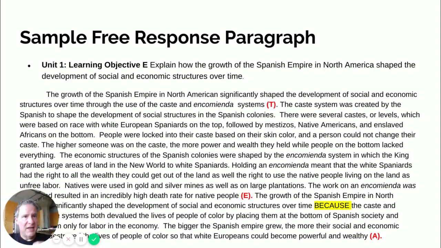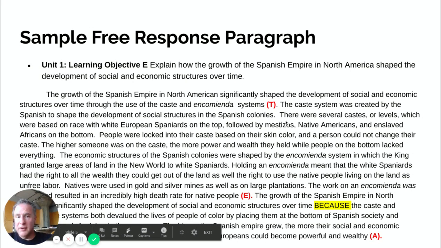Now, does that mean you take everything in a learning objective and cram it into this paragraph? No. You need to select information that's relative to what's being asked, what's important to the question specifically. Sometimes there might be things in learning objectives that are additional details, but they may not be necessary to answer the question. So you have to know what your information is that you're using. This is my evidence section.